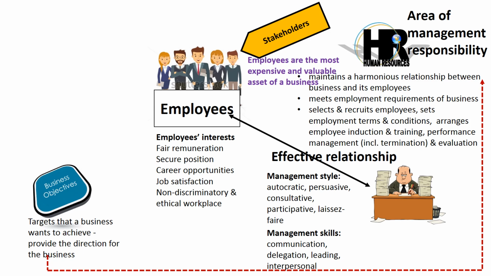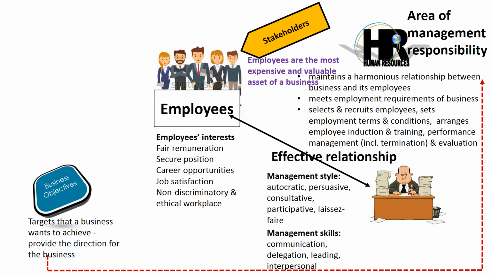As part of managing the relationship between the business and its employees, the Human Resources Department, or Human Resources Area of Management Responsibility, sets the employees' terms and conditions of employment, arranges for the induction of new employees and the training of existing employees, and manages and evaluates the performance of employees. This may involve the Human Resources Department taking action where an employee is underperforming, for example, by terminating the employment relationship between the employee and the business.